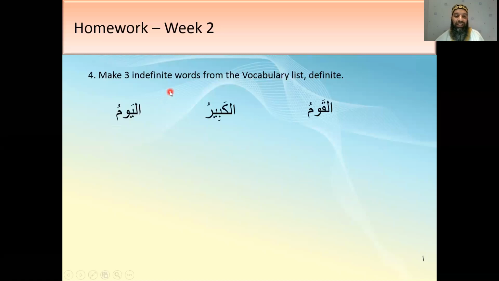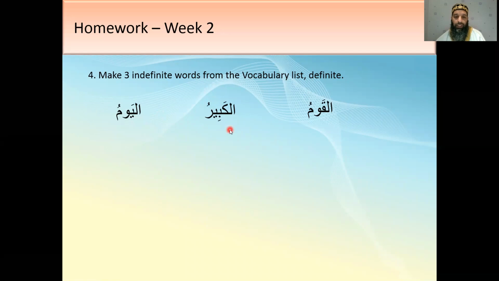Right, here we go. Make 3 indefinite words from the vocabulary list definite. So, yawmun was in the vocabulary list. I stuck an alif lam on there, and I dropped the double ending. So yawmun becomes al-yawmu. Remember, you add some ink here, alif lam, you drop some ink here. You take the double off. Yawmun means a day. Al-yawmu means the day. Okay, the day is coming.